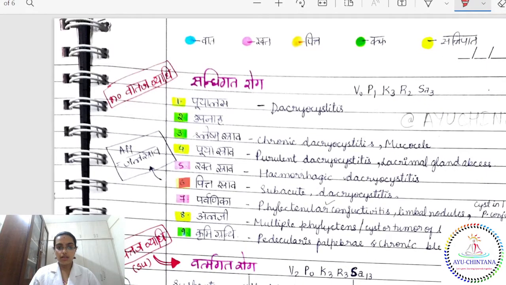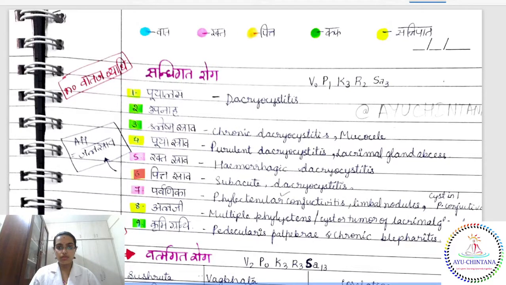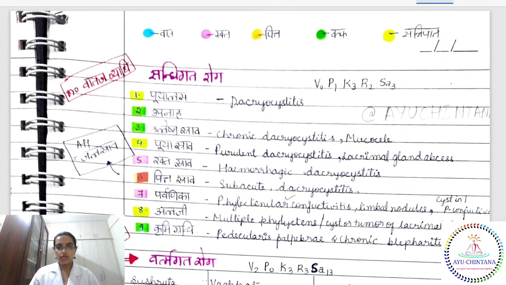This I have sent already in the group also. You can have a view there.